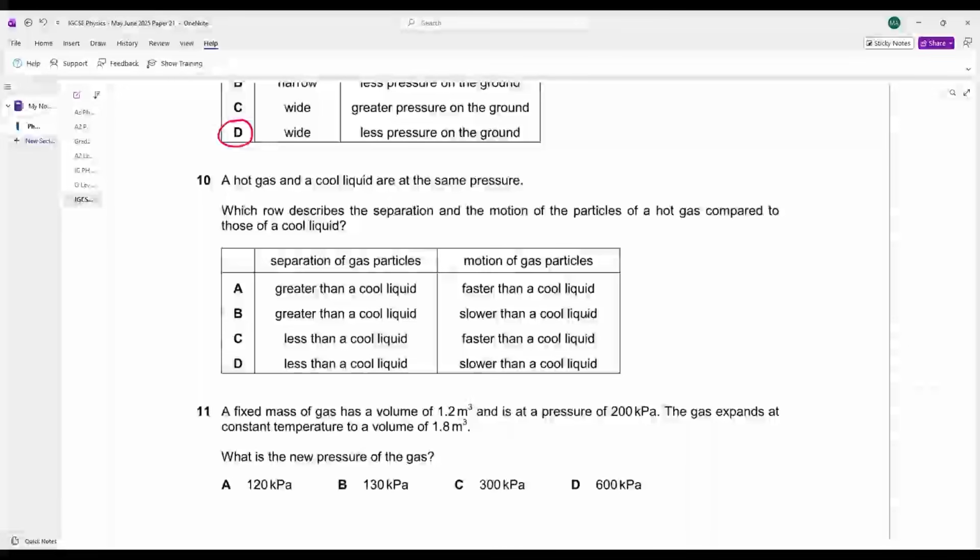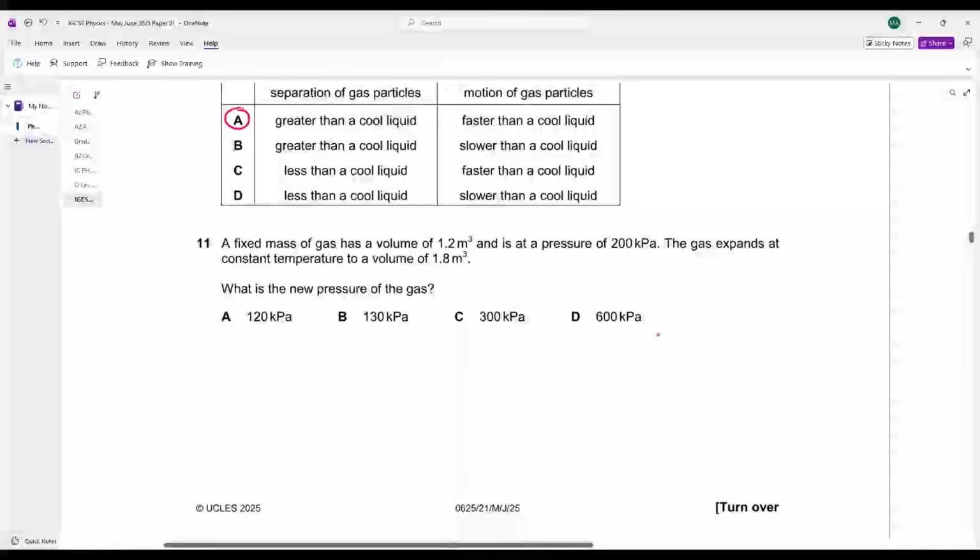Hot gas में क्या होगा? The separation of gas particles is greater than the cool liquid. Yep. And what will be the motion of the gas particles? Since the hot gas is at a higher temperature, the molecules will possess higher kinetic energy. They will be moving faster. 10 का answer is A.